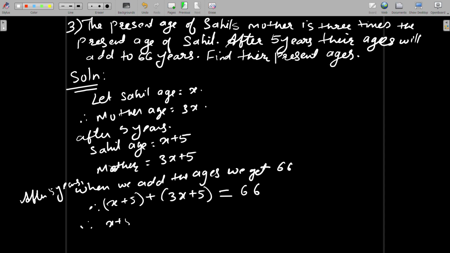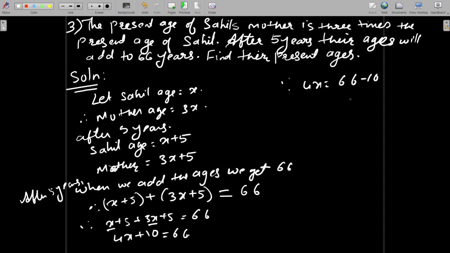Therefore, we can say x plus 5 plus 3x plus 5 is equal to 66. We are opening the brackets. So x plus 3x will be how much? It is 4x, plus 5 plus 5 is 10, equal to 66. Therefore, 4x is equal to 66 minus 10, right? So this is equal to 56. That is 4x. Therefore, x is equal to how much? 56 by 4. 4 ones are 4, 4 fours are 16. Therefore, x is equal to 14.